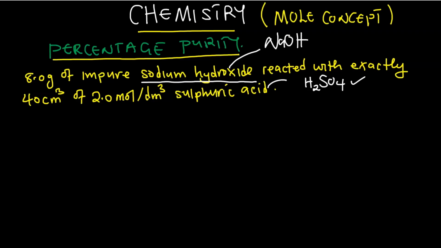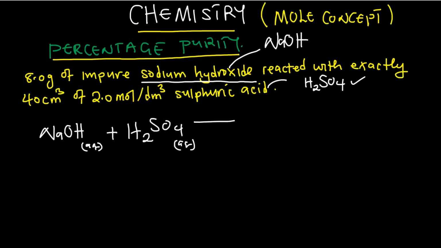So you know that the chemical equation here, what is reacting is sodium hydroxide and sulfuric acid. So we are going to have sodium hydroxide, which is in aqueous state, plus sulfuric acid, which is also aqueous, then to form a salt. Now this is where the problem comes in. This is where most of you find it challenging. How do you write the formula of the salt that is formed?